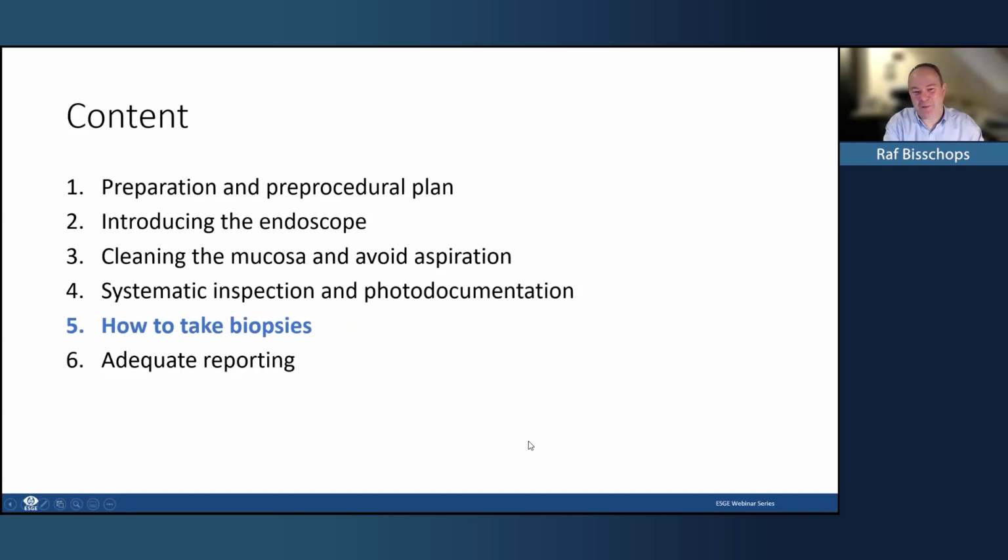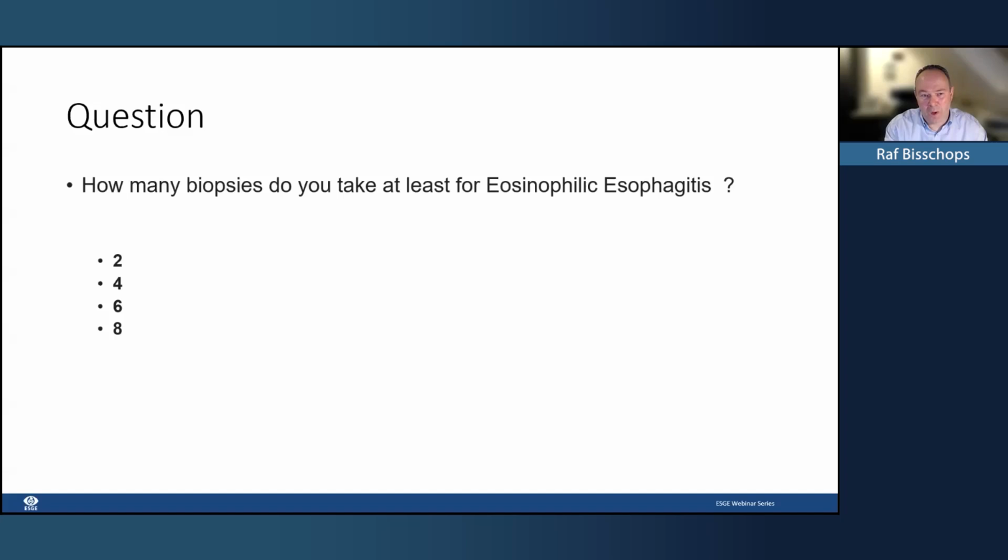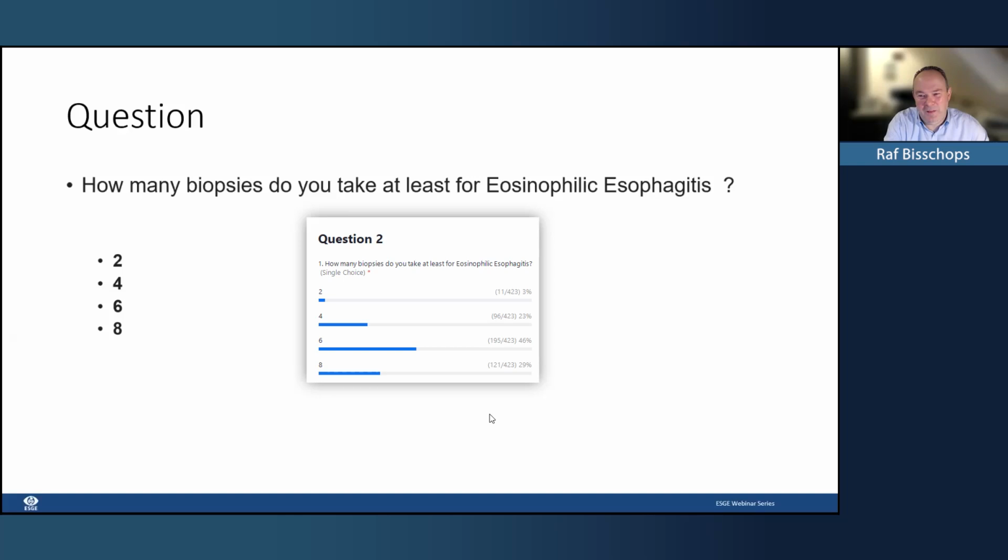So let's move on to the next step. So how to take biopsies. Well, let's put a question here. How many biopsies do you take at least for eosinophilic esophagitis? So is this 2, 4, 6, or 8? So we will briefly go over the different indications quickly, but let's see. Yeah, that's very good. So the majority says 6. 8 is also good. So it's definitely 6 or more. So 6 and 8 were both a good answer. 4 and 2 are unfortunately not enough.